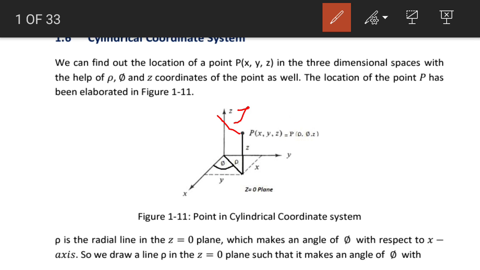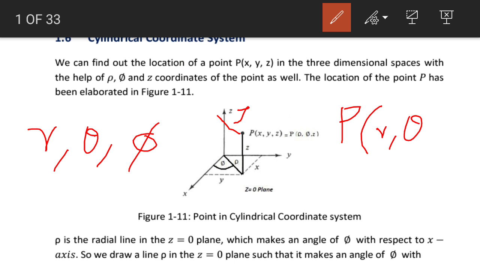And there are three coordinates of the same point in the spherical coordinate system. The three spherical coordinates of this point will be represented by r, theta and phi. So let us talk about the spherical coordinates of the same point. We can represent the same point with the help of r, theta and phi in the three-dimensional space, and these three coordinates are known as the spherical coordinates of this point.